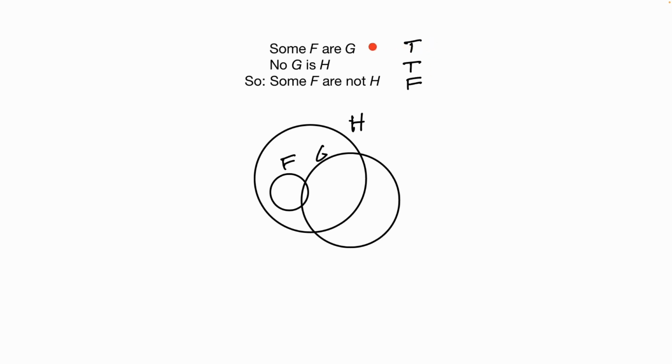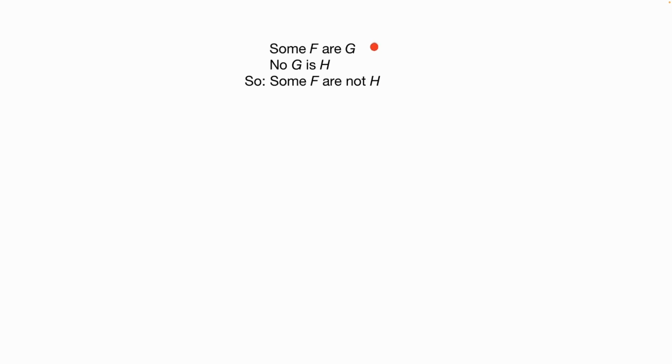And so that tells me that this is a valid form of reasoning. As soon as these two premises are true, this conclusion is going to have to be true as well. Another way to see that would be to start by imagining both of these premises being true and then seeing that that automatically forces this conclusion to be true as well.